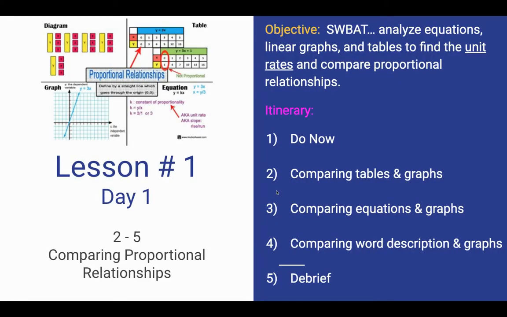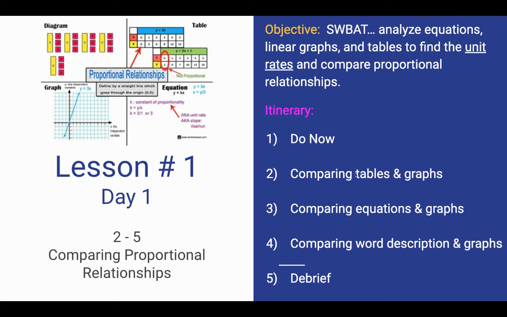After we do the do now, we'll talk about the objectives of today, the goals, and then kind of our process for today or our itinerary. And I also like to include down here the title of each lesson. So today's lesson is 2-5, comparing proportional relationships. Our goal for today is students will be able to analyze equations, linear graphs, and tables to find the unit rates and compare proportional relationships.